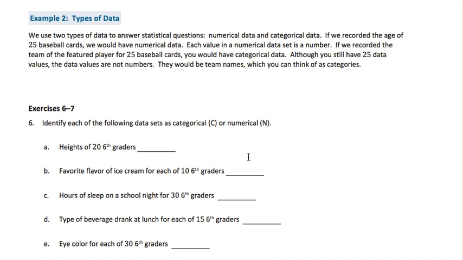We use two types of data to answer statistical questions. There's numerical data and categorical data. If we recorded the age of 25 baseball cards, we would have numerical data. Each value in numerical data is a number. If we recorded the team of the featured player for 25 baseball cards, you would have categorical data. Although you still have 25 data values, the data values are not numbers if it's categorical data. They would be team names, which you can think of as categories.